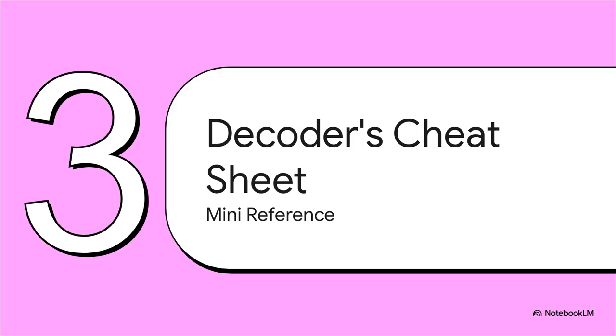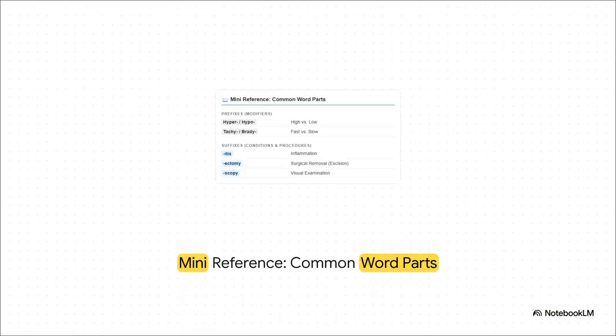All right, Section 3. The decoder's cheat sheet. I promised you a big payoff for mastering all of this, and well, here it is, your cheat sheet. This perfectly illustrates how the prefixes and suffixes we just went over snap right onto those word roots. You've got your modifiers like hyper and tachy on top, and your conditions and procedures like itis and ectomy on the bottom. If you keep this mental map handy, you will not have to memorize every single clinical word you encounter. It's a total game changer.